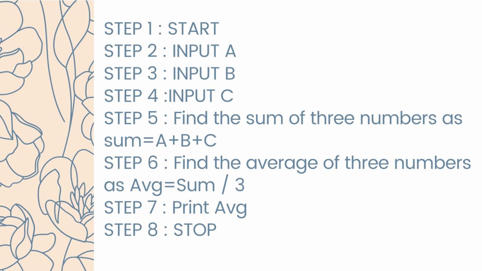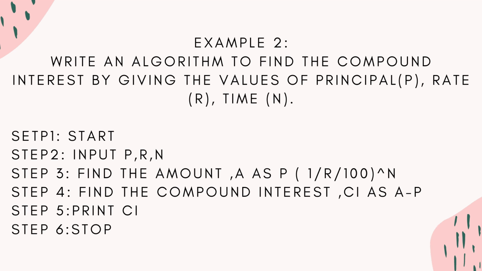Here they are asking us to find the compound interest by giving the values of principal, rate, and time. So what is the first step? Always begin the first step with start. Then you can write the input in the same line, right?